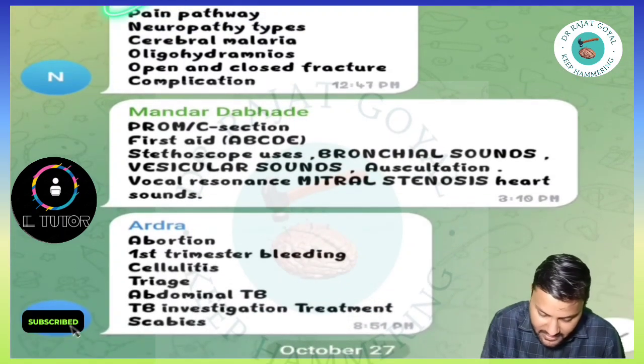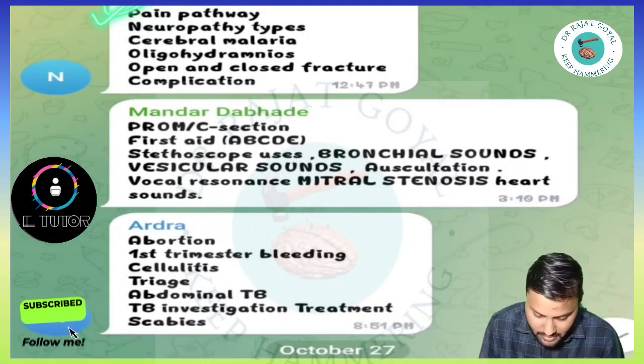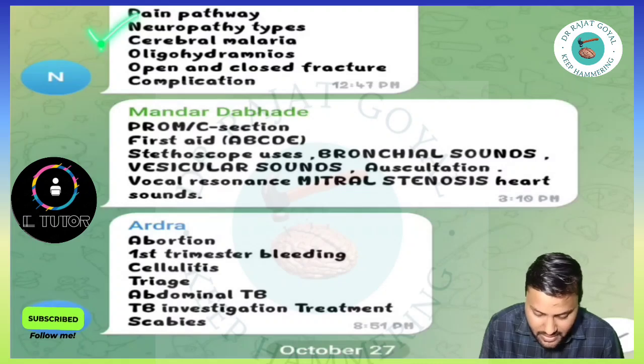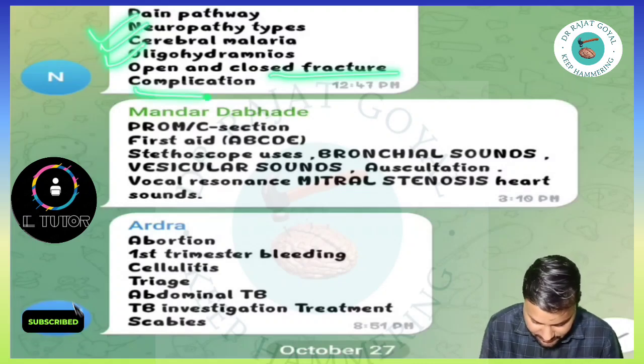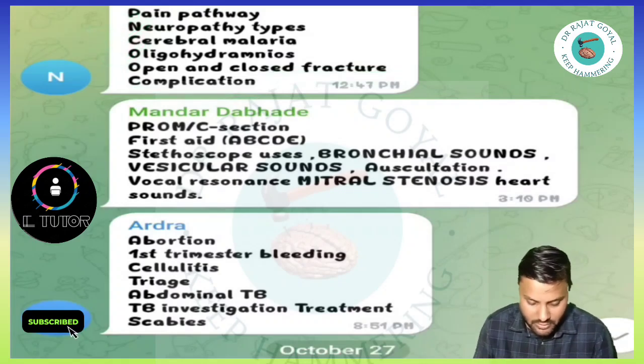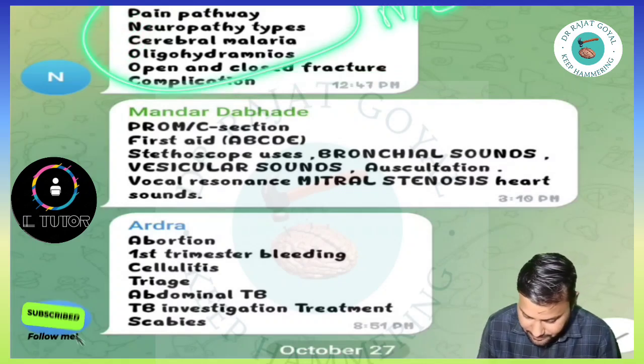Another student, NN, is saying: pain pathway, neuropathy types, cerebral malaria, oligohydramnios, open and closed fractures, and complications. So these are medicine questions.